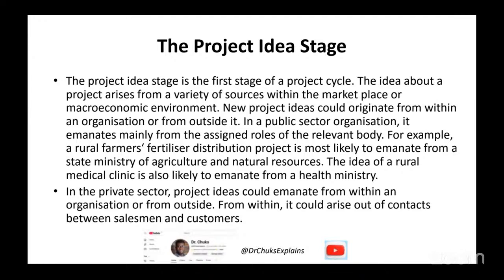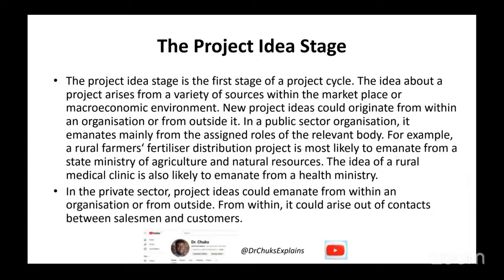New project ideas could originate from within an organization or from outside the organization. For example, in a public sector organization, it emanates mainly from the assigned roles of the relevant body. For instance, a rural farmers fertilizer distribution project is most likely to emanate from the State Ministry of Agriculture because that is what they do. They are in charge of agriculture. So that's where the idea can come from. State Ministry of Agriculture and Natural Resources. The idea of a rural medical clinic is also likely to emanate from the Ministry of Health.